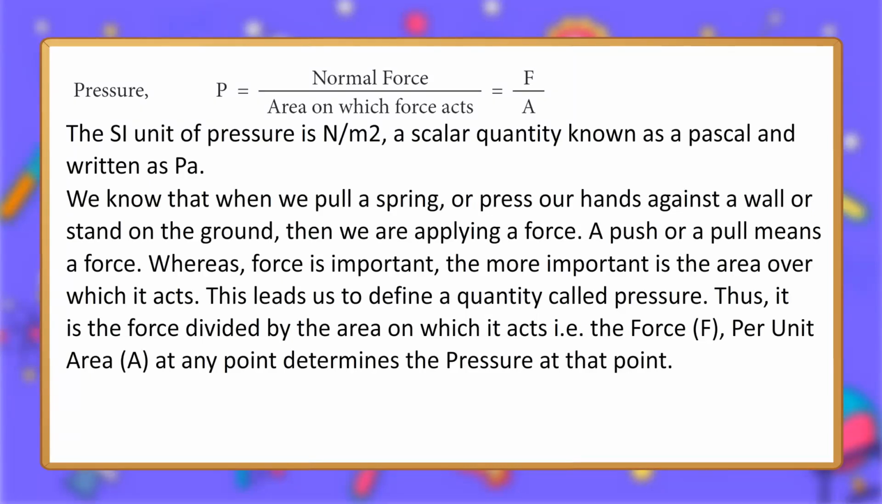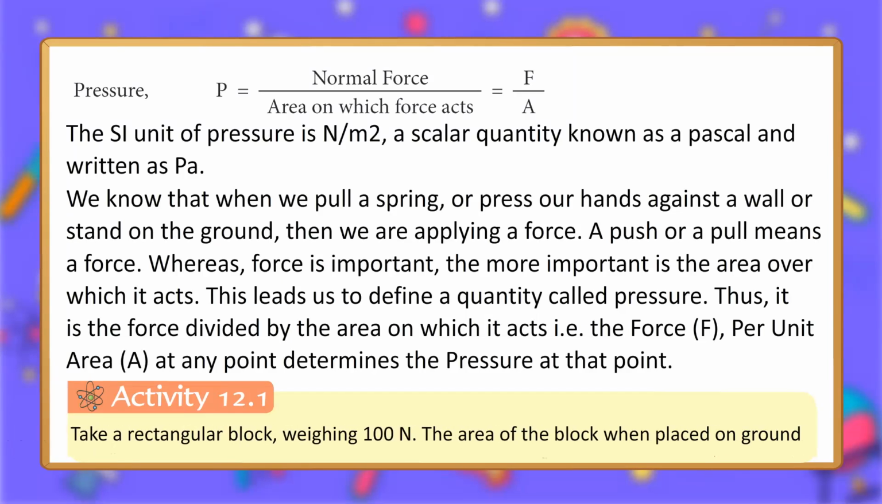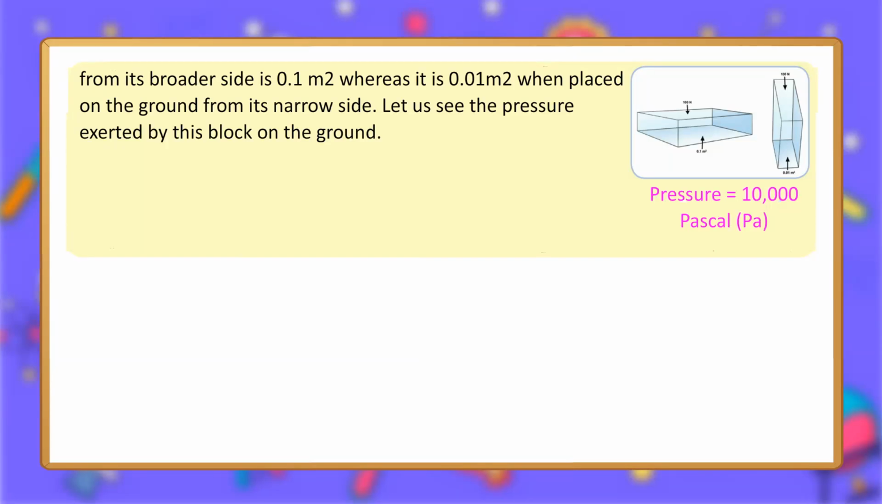Example 2. A cubical block of mass 2 kg with each side of 2 cm is lying on the ground. Calculate the pressure exerted by the block on the ground. Take g equals 9.8 m s⁻². Solution. The mass of the block, m, equals 2 kg. Weight, F, of the block, mg, equals 2 kg times 9.8 m s⁻² equals 19.6 N.